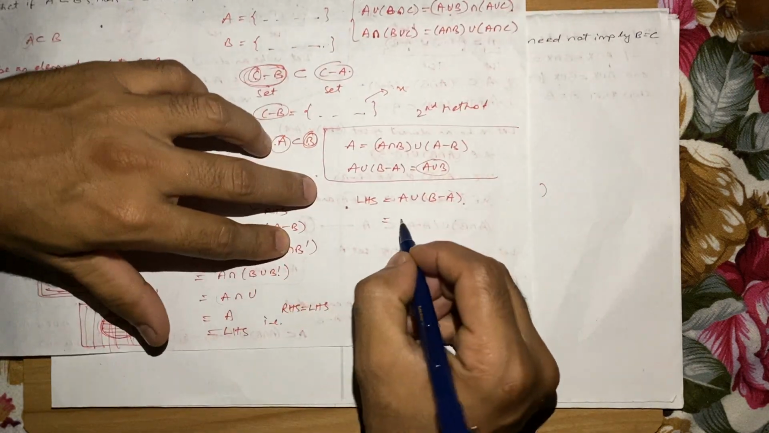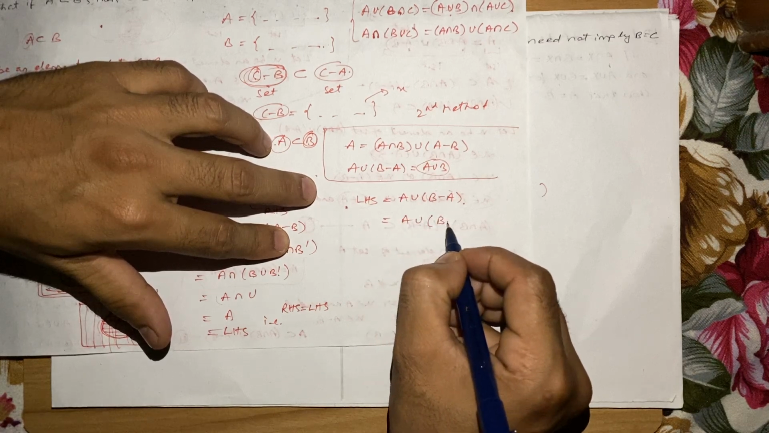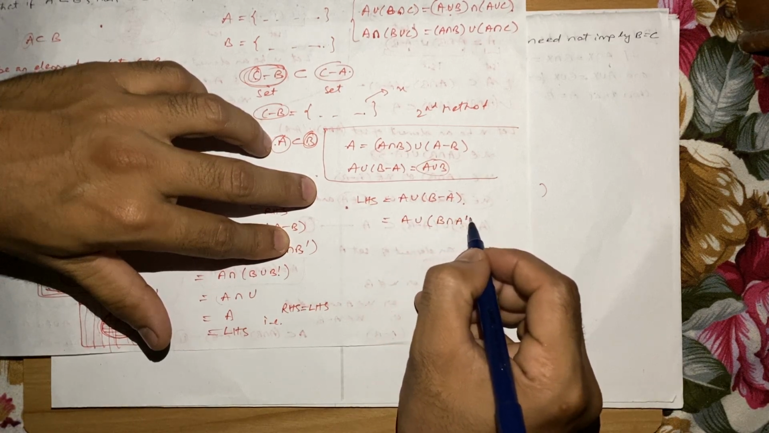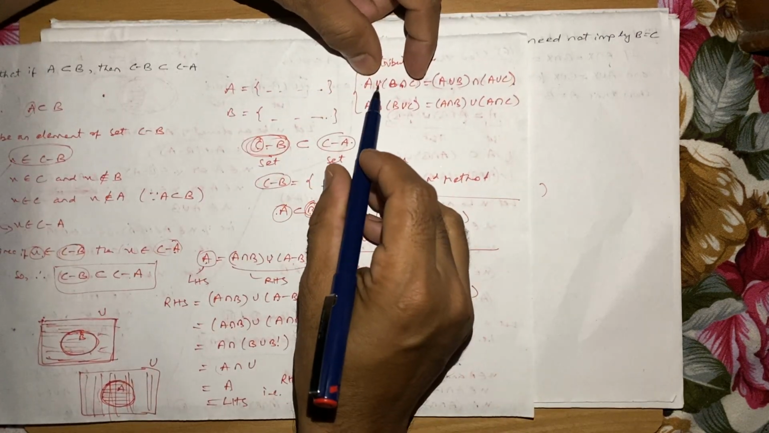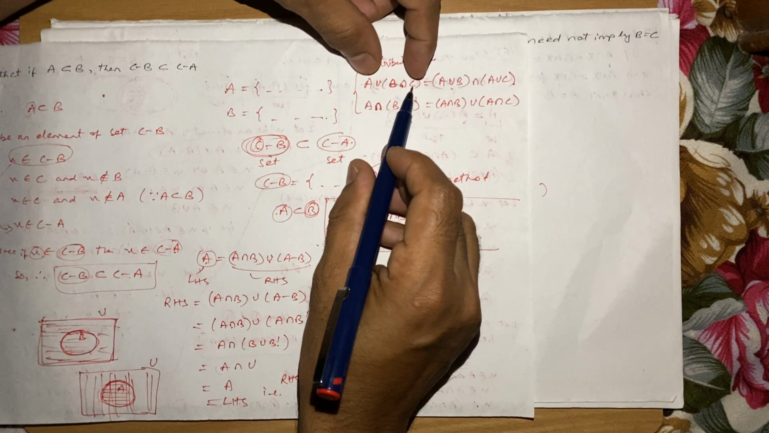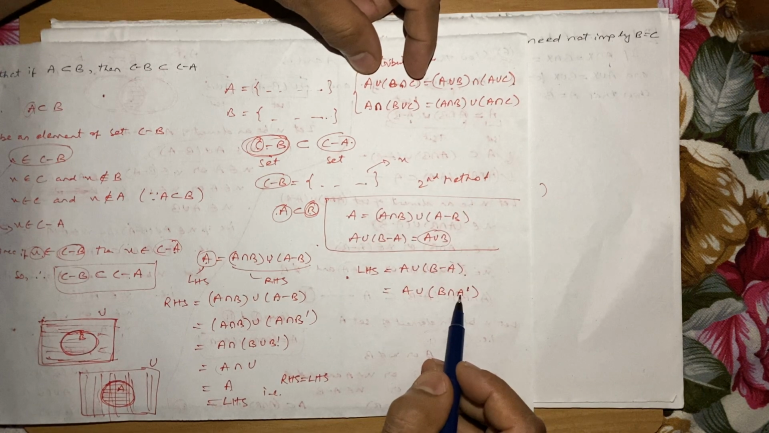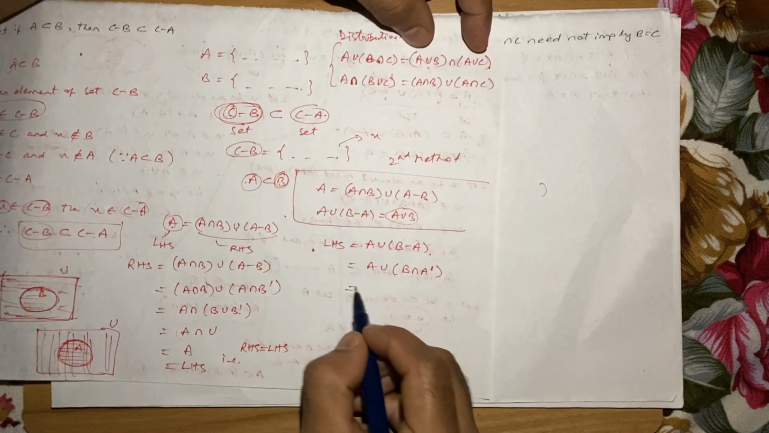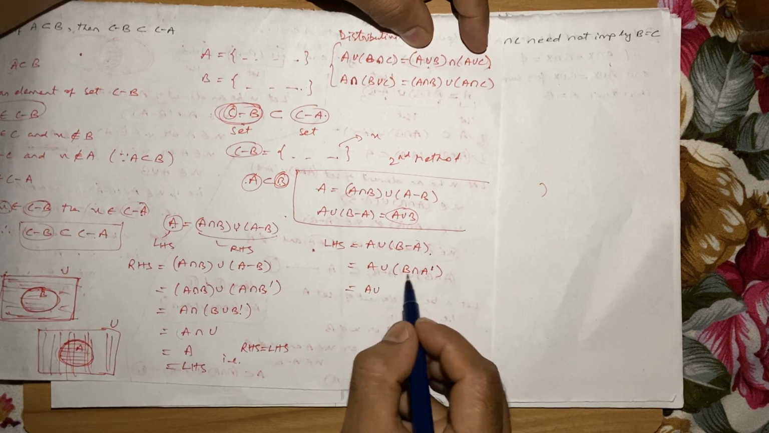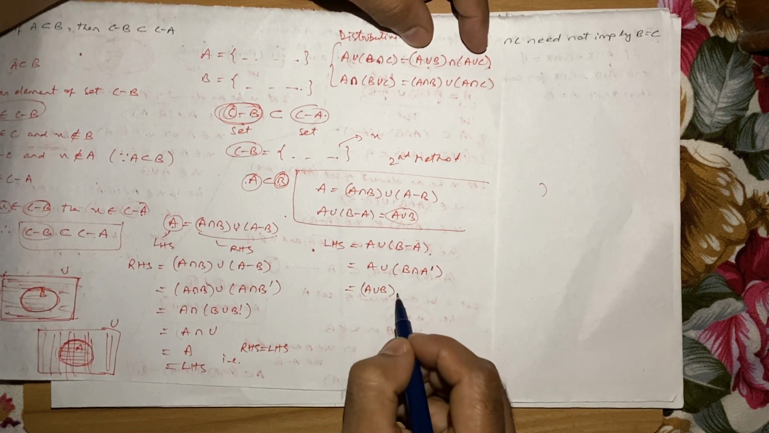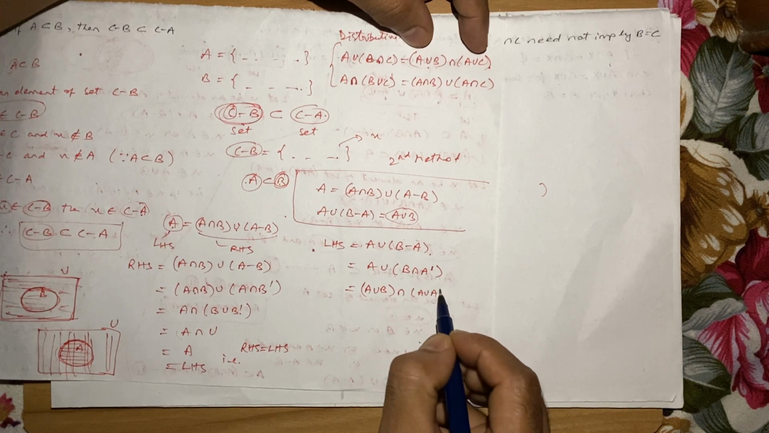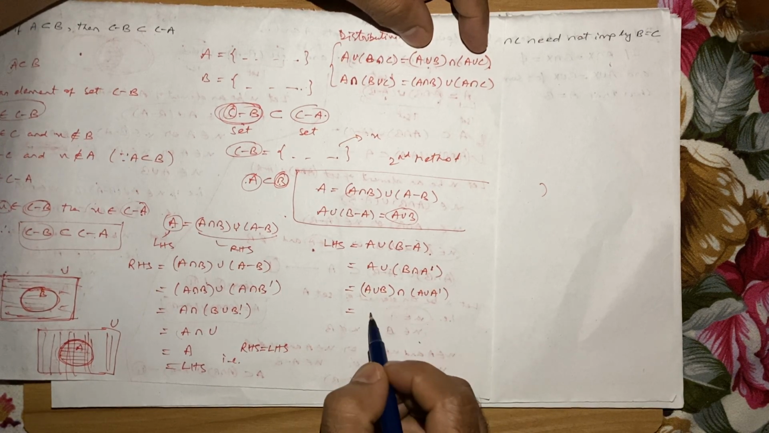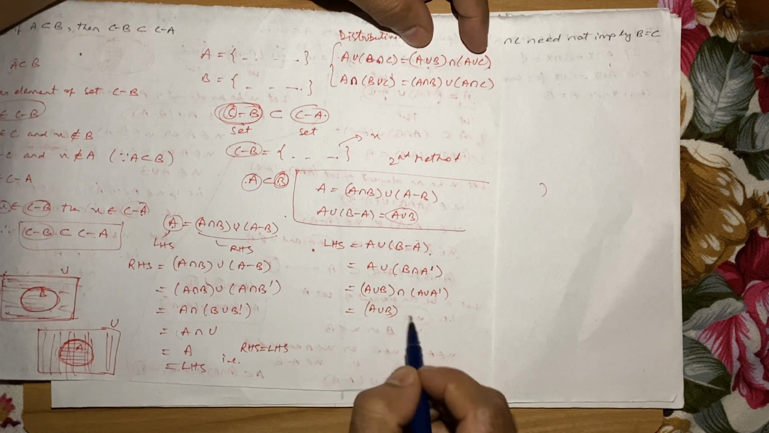So A union, what can I write? B intersection A dash, right? Now use this law, A union B intersection C. So instead of C, you have A dash. Just break it down in this way. So it will become A union B first, then the intersection will come in between, and then A union A dash. Now A union B will be as it is, and then intersection.